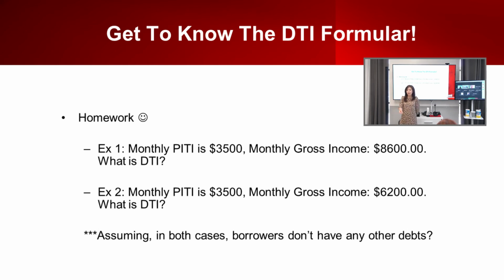So the debt to income ratio equals the monthly PITI plus all the debts divided by the gross monthly income. But in this case, we assume there is no debts, no liabilities. So the only thing we need to plug in the formula is the total PITI divided by the total gross monthly income.